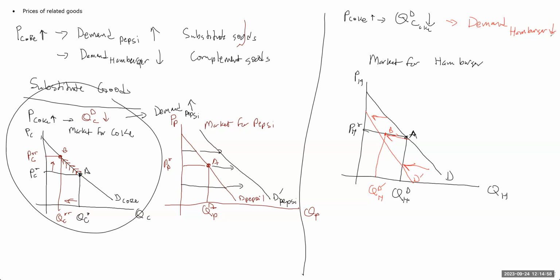So we figured out what happens when the price of a related good changes, and how that can impact the demand for Pepsi, a substitute, and the demand for a hamburger, a complement. All right, let's move on and talk about something else that could influence the demand curve, and that's tastes. So let's go to tastes and trends.